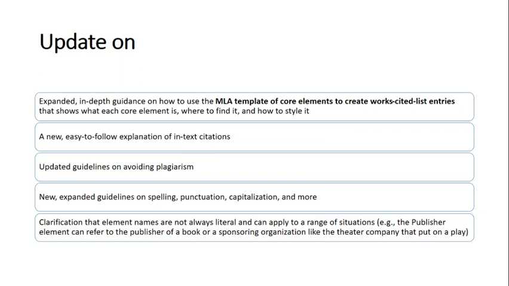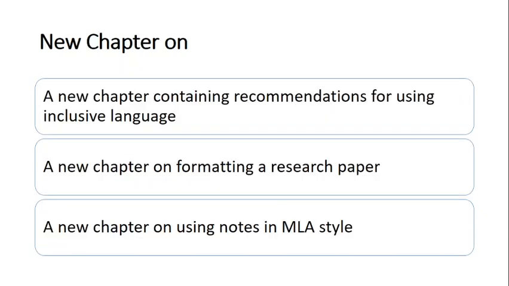And one more update is a clarification that the element names are not always literal, why it changes according to the situation, and you will get clarity on that. For example, the publisher element can refer to the publisher of a book or a sponsoring organization, like a theater company that puts on a play. So what you need to quote and how you need to quote, you'll be able to see in the updated section. Then 3 new chapters.